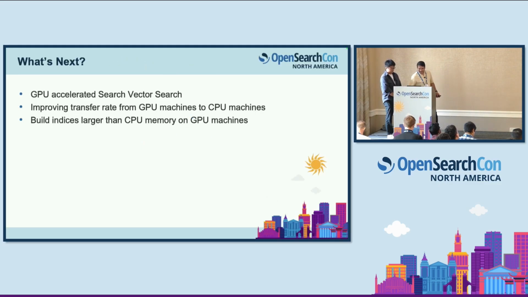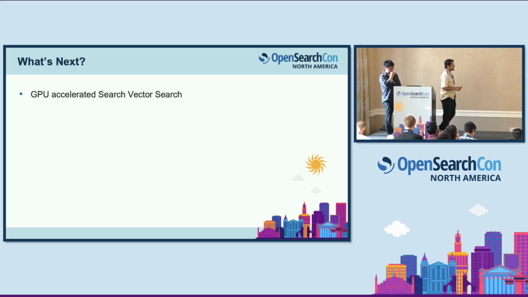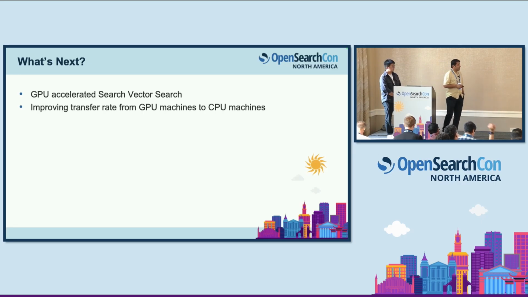The first thing that we want to introduce is GPU accelerated search for our vector component. Right now we've just built the indexing flow. We want to move towards the vector search flow also, because that's one of the logical steps that we can think of. Second is improving the transfer rates from GPU machines back to CPU.